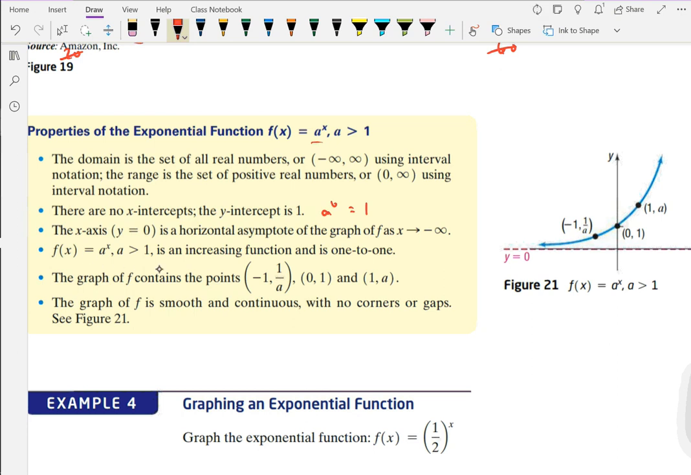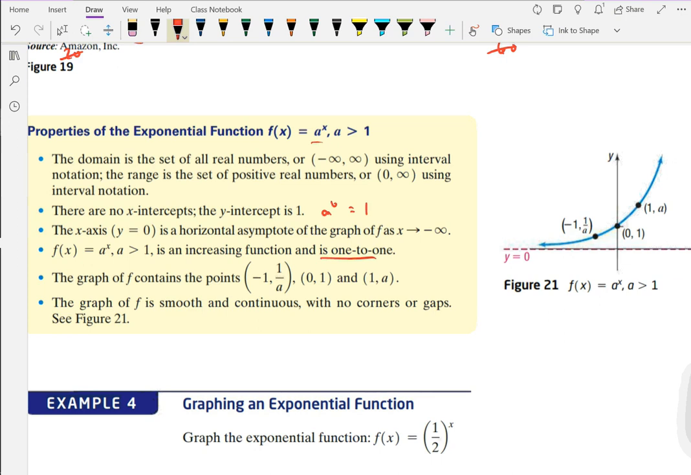Additionally, this is an increasing function. So a to the x, if a is larger than 1, is an increasing function. So it keeps getting larger and larger. What we've seen previously is if a function is strictly increasing, that makes it 1 to 1. The interesting thing about being a 1 to 1 function is that we can find an inverse. So we'll find an inverse in one of our later sections. We're not going to do the inverse today, but we will have an inverse later on.